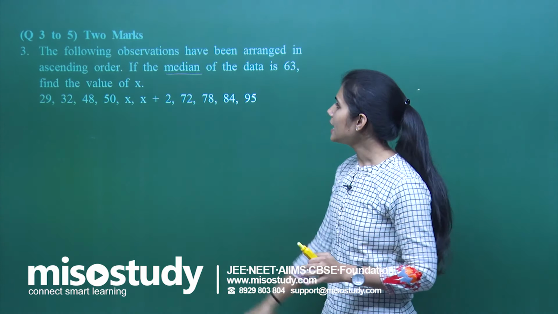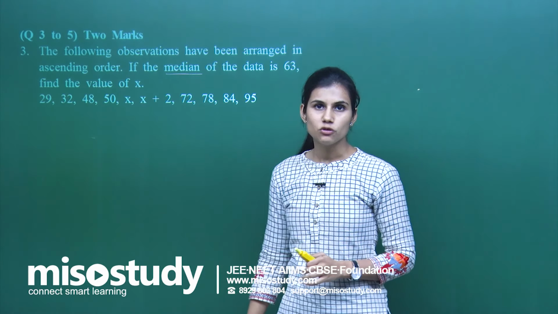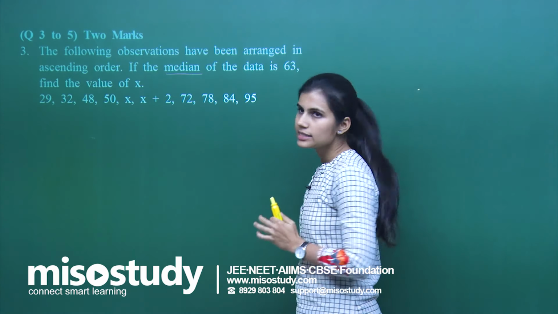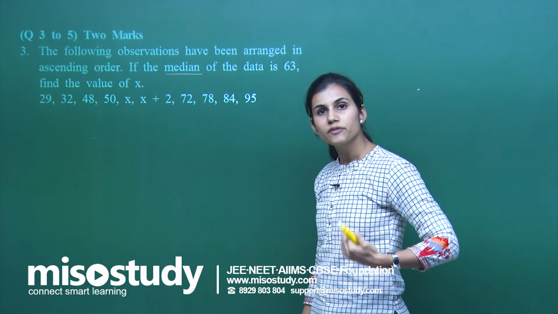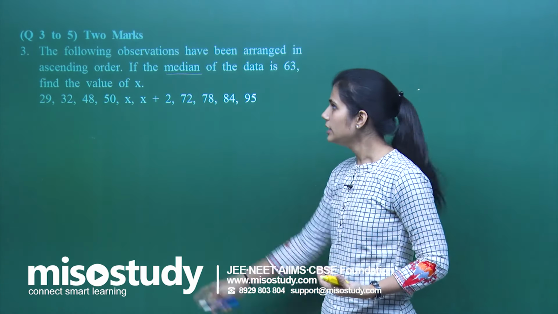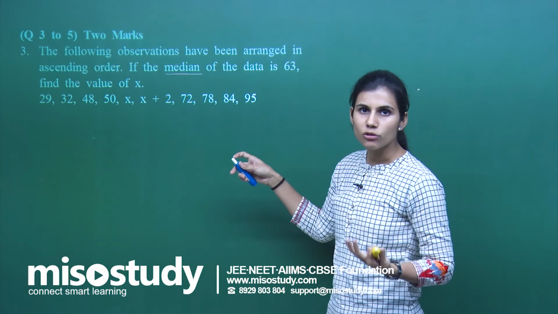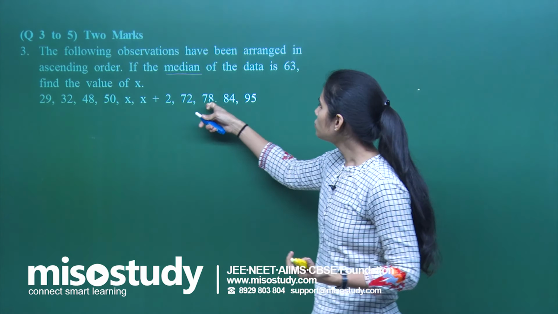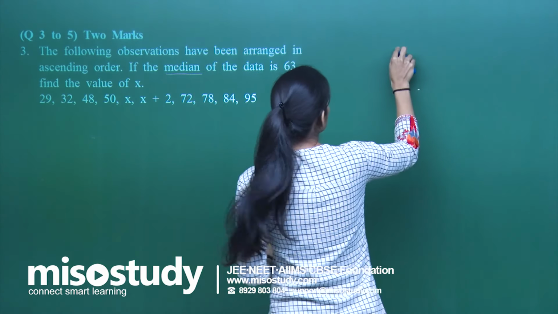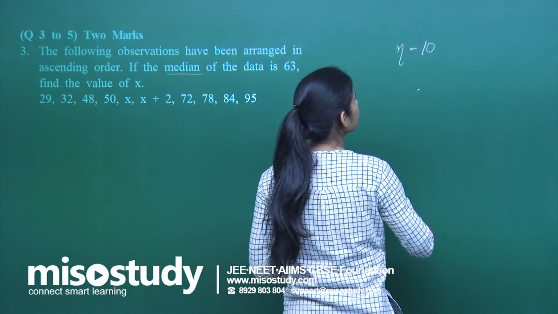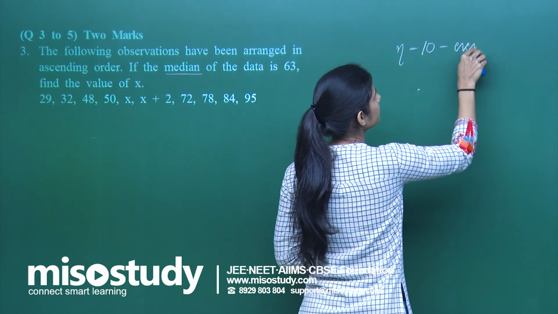If the median of the given data is given to be 63, find the value of x. How do you get the median? You count the number of observations after arranging them in ascending or descending order. Right now they are arranged in ascending order, just count the number of observations. 1, 2, 3, 4, 5, 6, 7, 8, 9, 10. So your number of observations is 10, which is an even number.